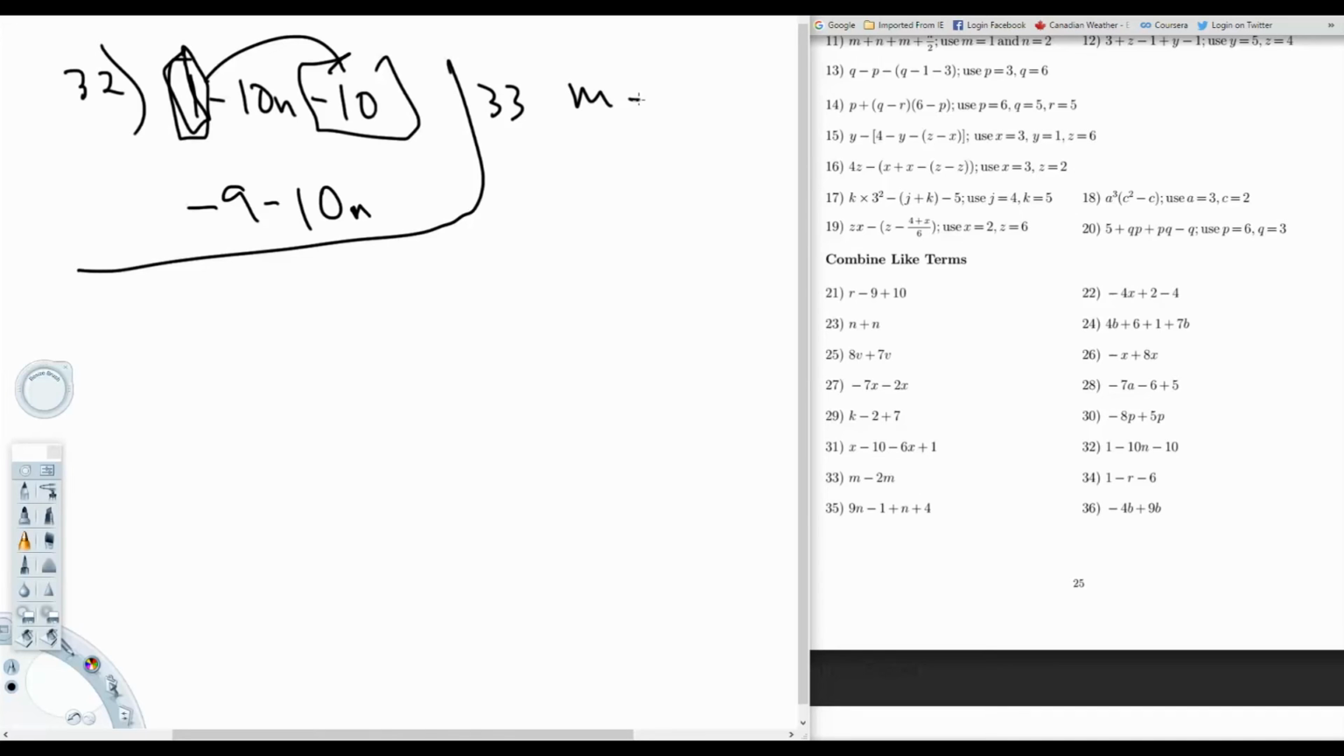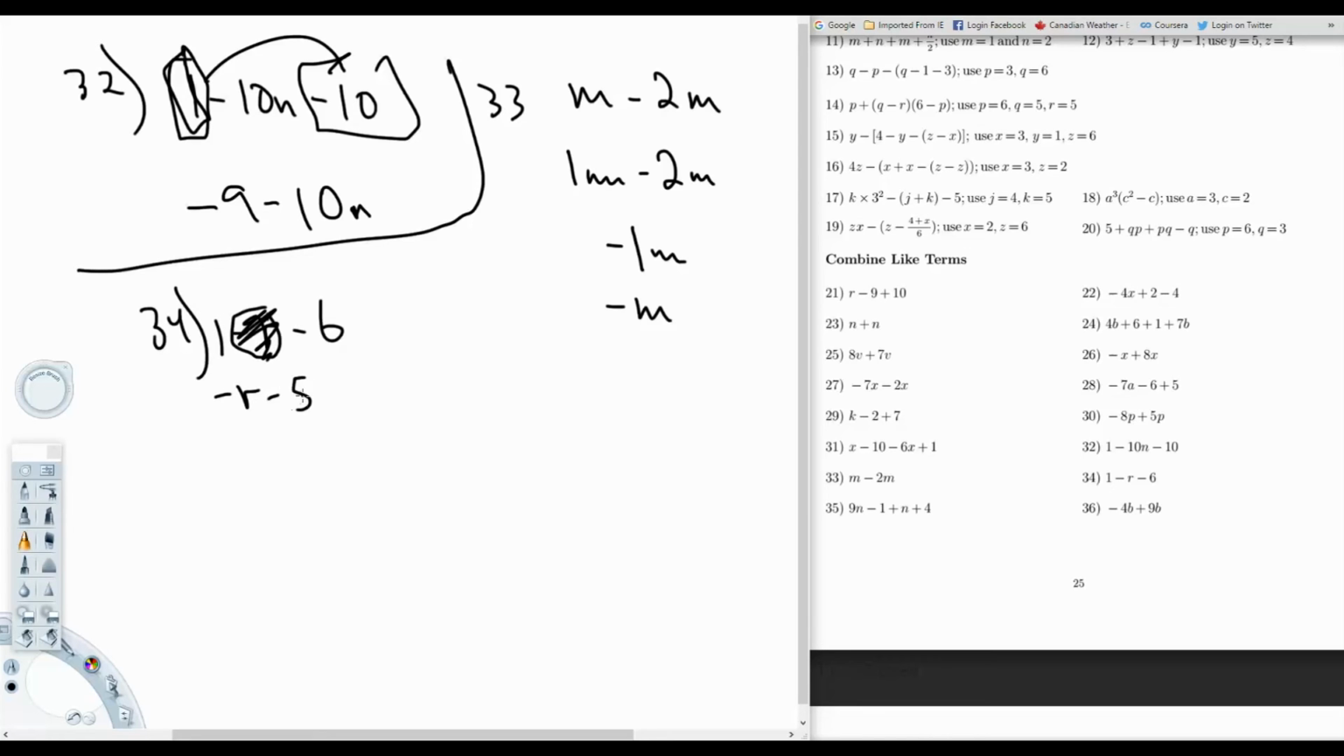33. M minus 2m, which is really saying 1m minus 2m. So if you think about microphones, since it starts with the letter M, so 1 microphone minus 2 microphones, you have a minus 1 microphone less, or just minus m. And that is the answer. 34, 1 minus r minus 6. The minus r, we're gonna leave it alone. So that disappears, I put it here. 1 minus 6 equals minus 5. And that is the answer.